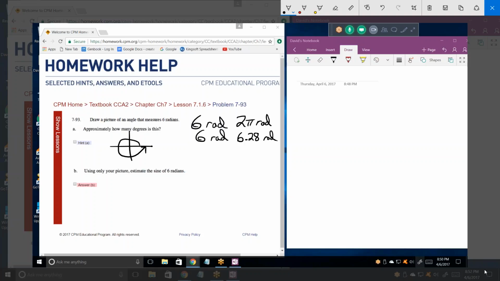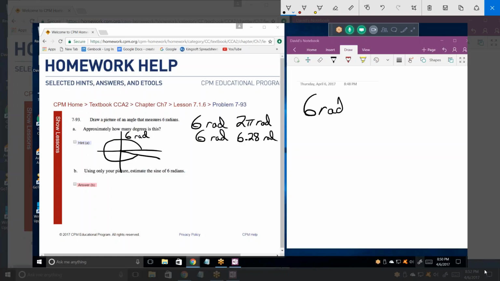So 6 radians would be slightly less. I'm going to draw an angle that's not quite 360 degrees. That is 6 radians approximately. In order to draw it exactly, I would have to convert it. Okay, how would I convert it?